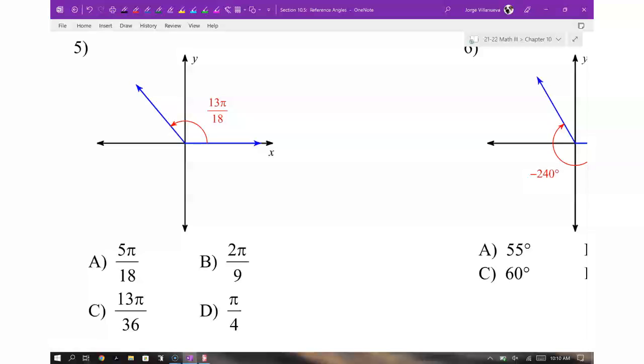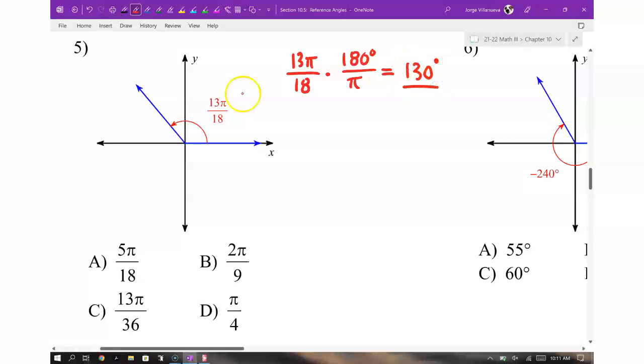All right. So 13 pi over 18, I don't know that angle. I know angles that end in pi over 3, pi over 4, pi over 6, pi over 2. I can do those, but pi over 18 is a little different. So I'm going to do a conversion really quick. 13 pi over 18. I'm going to change it to a degree. So 180 degrees divided by pi. I know the pi's will cancel. And 180 divided by 18, that's 10. So 10 times 13 is 130. This is 130 degrees. Okay, this is 130.